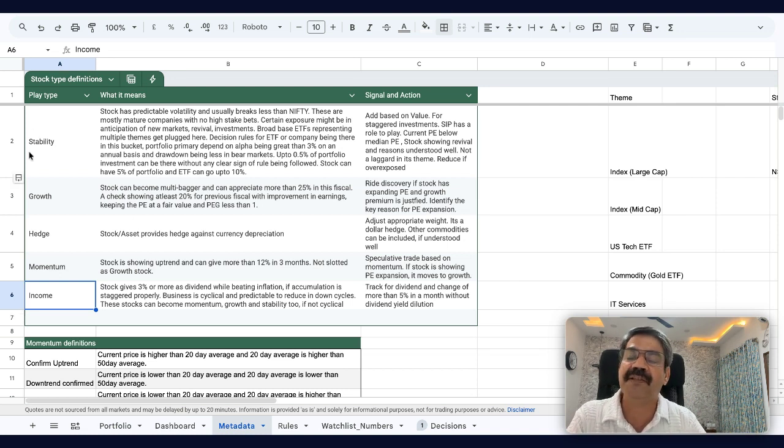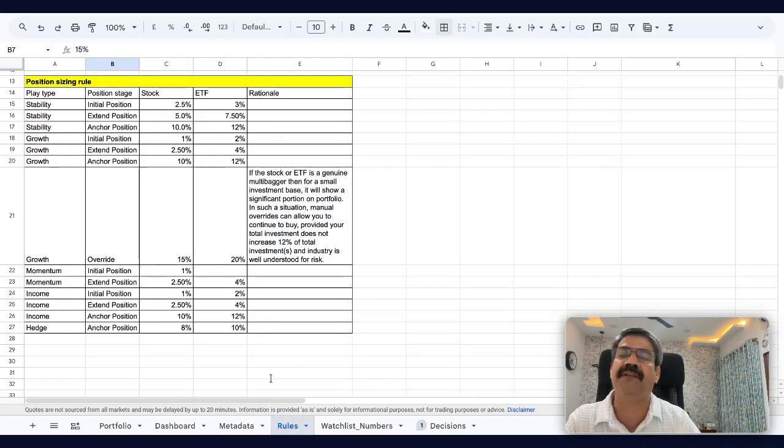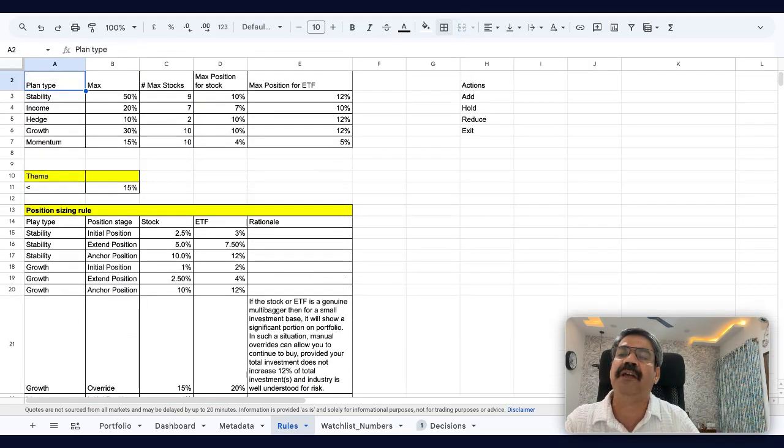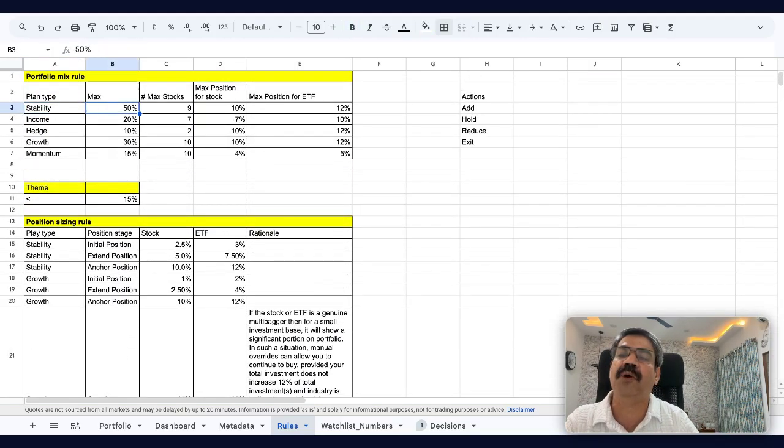Once this has been defined, one of the key things we are trying to create is that the portfolio must have the right mix, and that is where we have defined the rules for each of them. For example, if stability is so much, the maximum it can take in the portfolio is 50%. If it goes beyond 50, either reduce or bring in growth stocks. So there is a maximum limit for each of the categories, and then how many stocks you can have at most, and what is the maximum position for a stock that you can build.